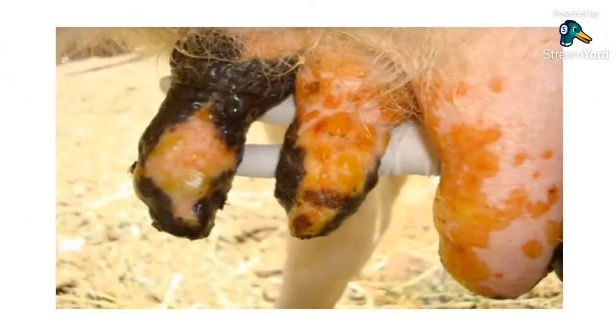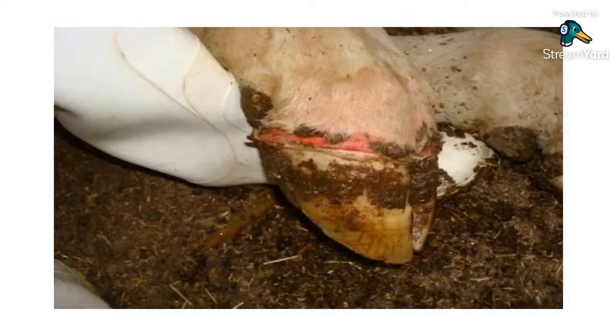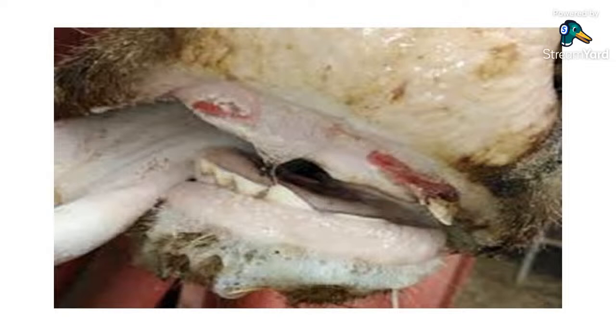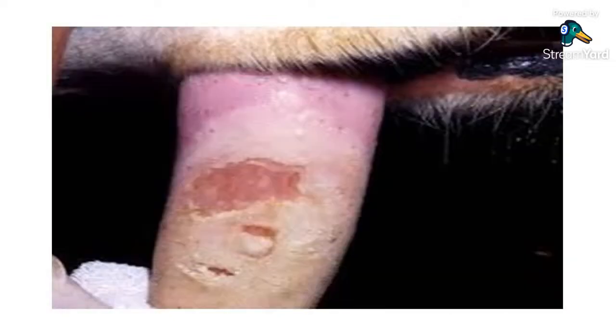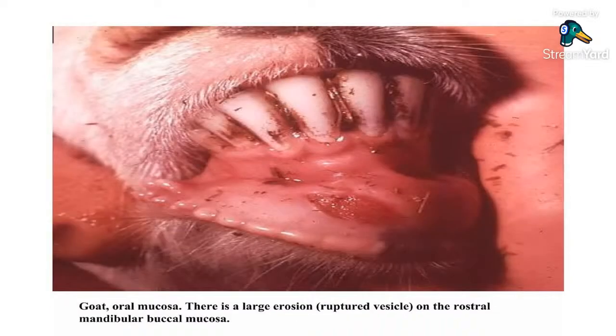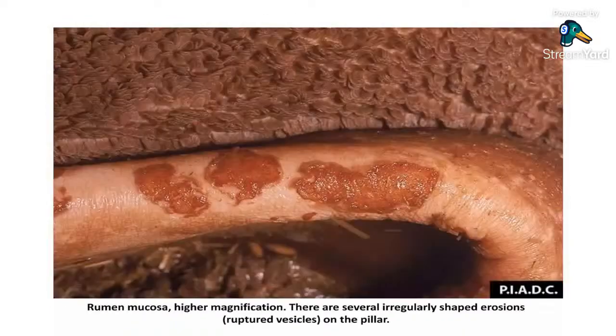Last, you can see vesicles present on the teats of the female animals. On the coronary band of the feet, you can see the vesicles, the blisters, and on the muzzle of the animal. Also inside the mouth cavity, on the tongue, on the gingiva, the gum, and on the oral mucosa of the animal. And last is the rumen mucosa, where they appear on the pillars of the rumen.